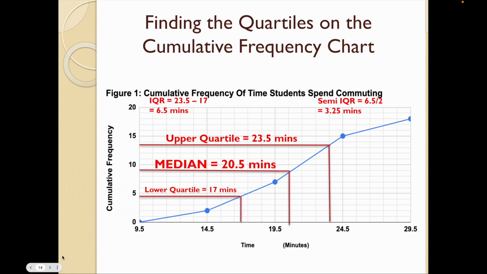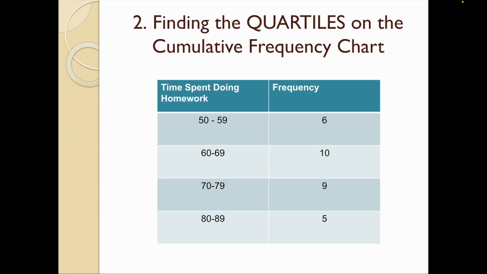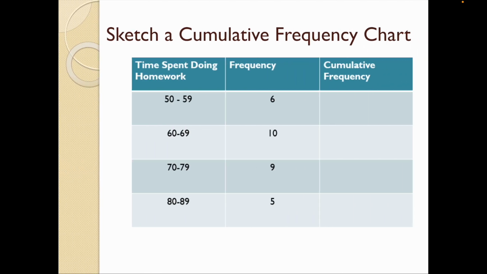All right, I want y'all to look at this again. We're going to go through how we build it. We'll build it together, and then once we've built it, I want y'all to try and find all of the things we talked about: the upper quartile, the lower quartile, the interquartile range, the semi-interquartile range. Looking at this, we have the frequency for time spent doing homework. We have a set of times here. The first thing we need to get is the cumulative frequency.